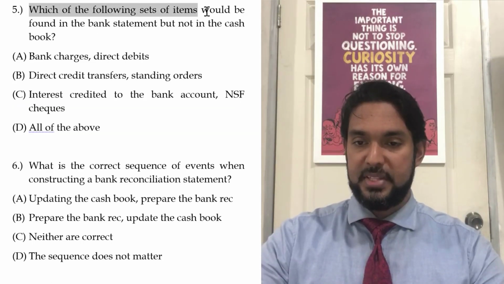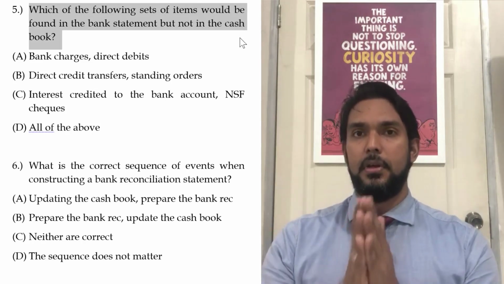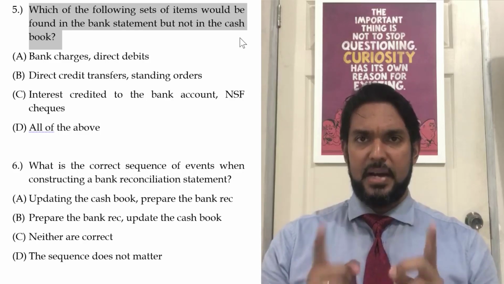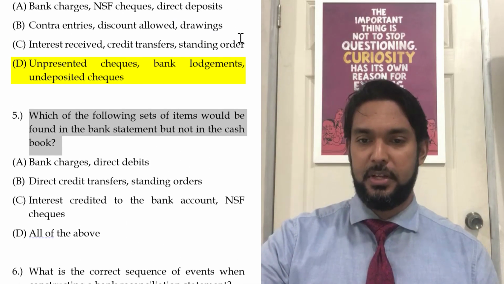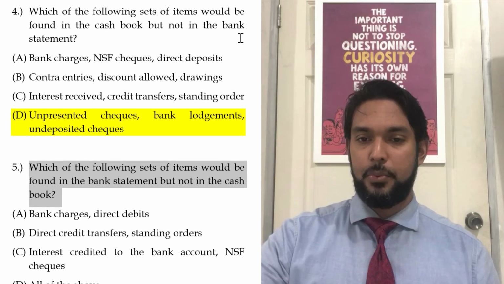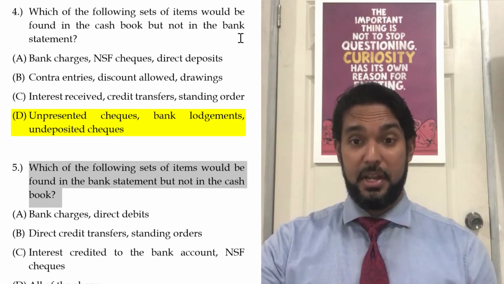Okay, so which of the following sets of items would be found in the bank statement but not in the cash book? All right, so let's take a look. So bank statement wise, actually, you know what? I want to scroll back up a little bit to number 4, because there are quite a few things there that would actually be in the bank statement but not in the cash book.